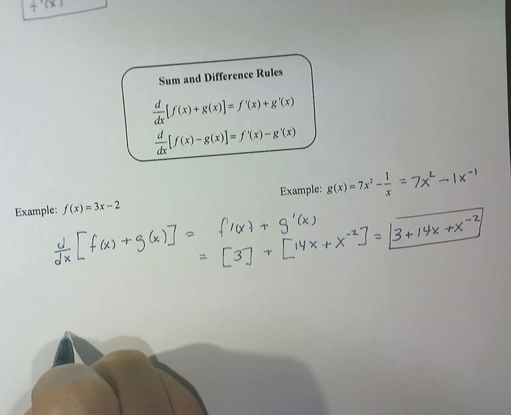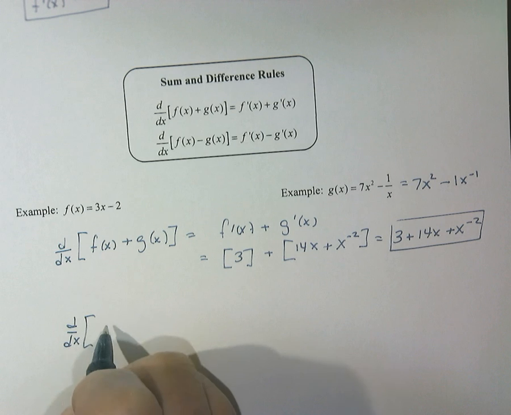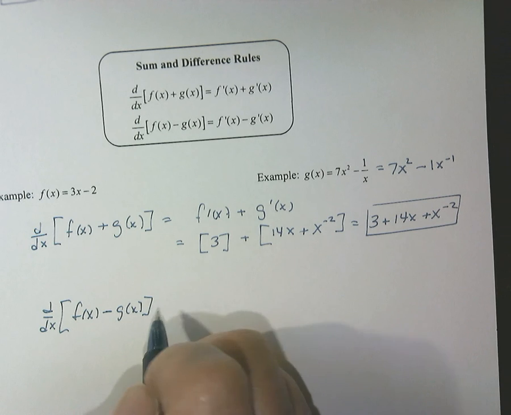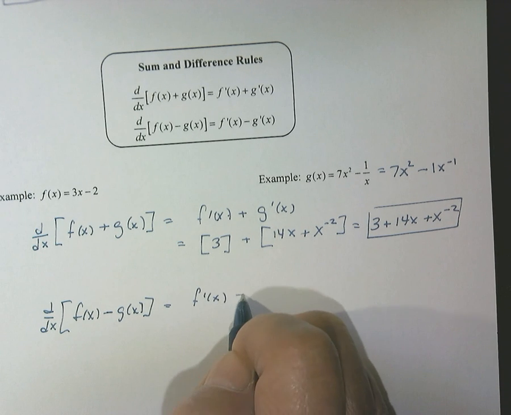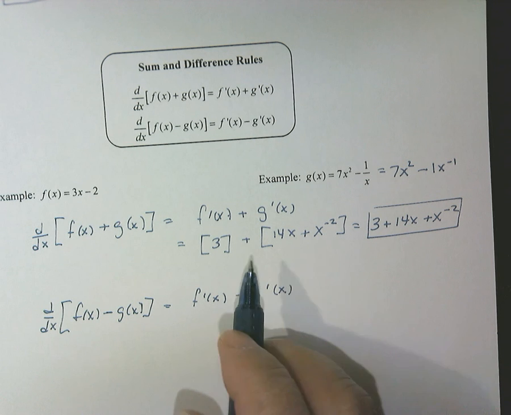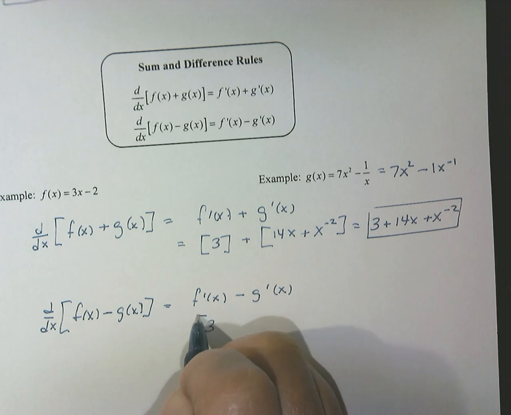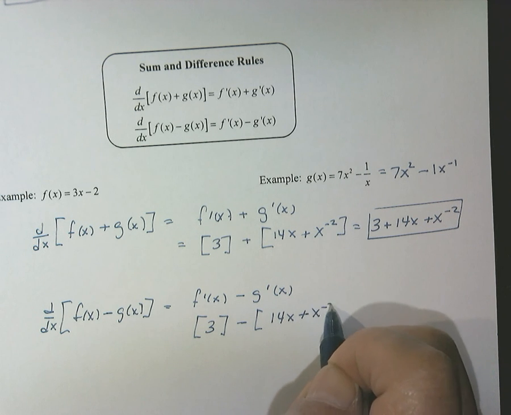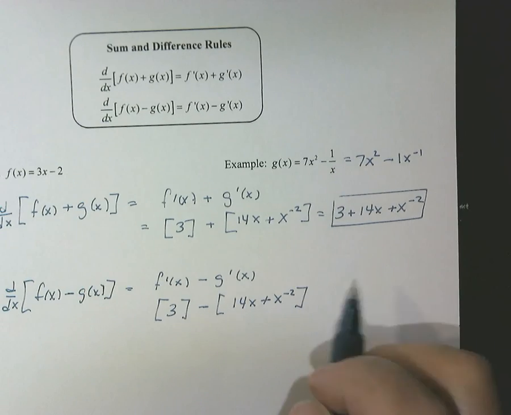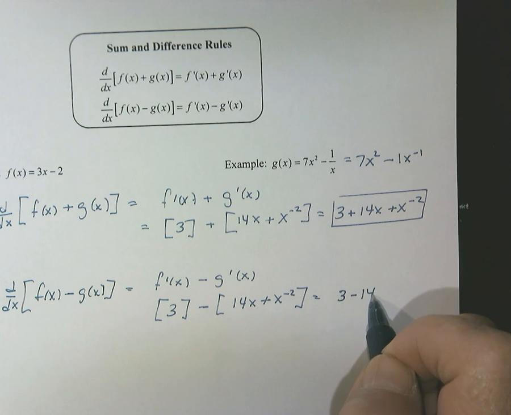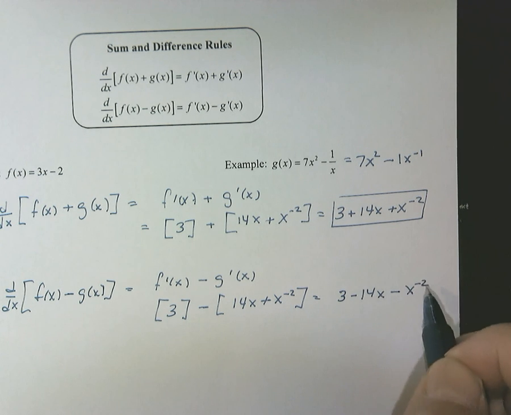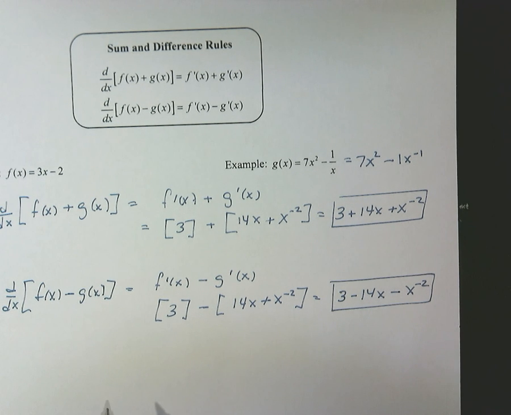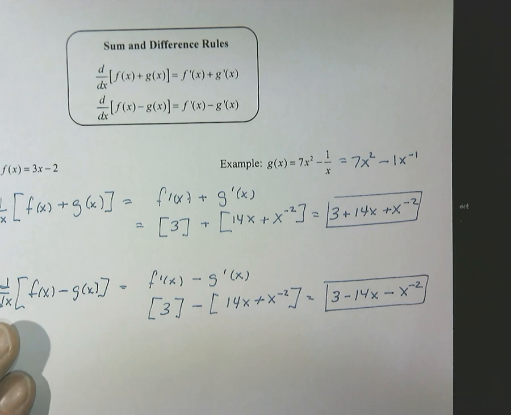If I wanted to subtract the two, f of x minus g of x, it's just going to be f prime of x minus g prime of x. So same values I have up here. I'm going to have 3 minus 14x plus x to the negative 2. Clean this up, I get 3 minus 14x minus x to the negative 2. Just being careful that I distribute this negative sign. And those are the basic rules of differentiation. Much better than the limit process.